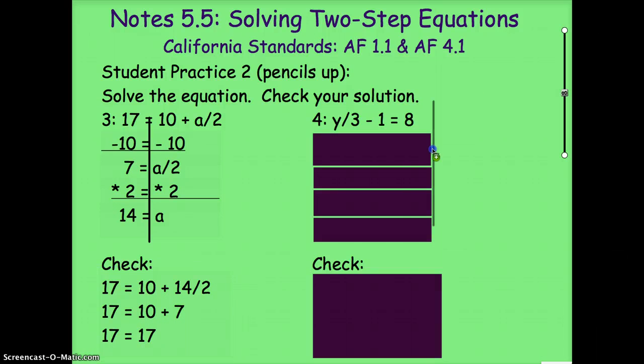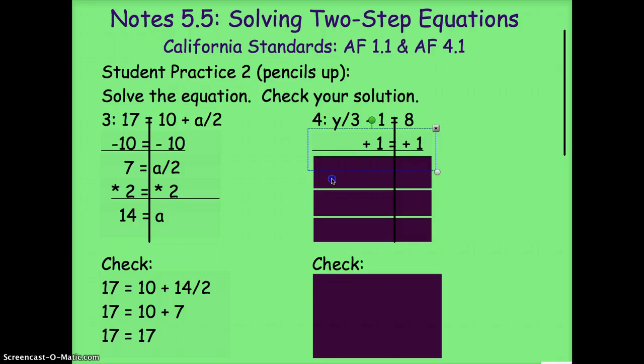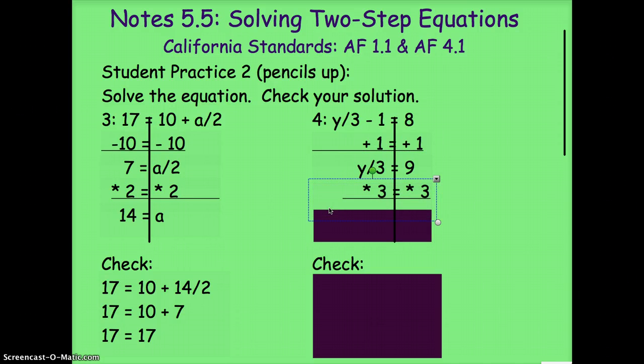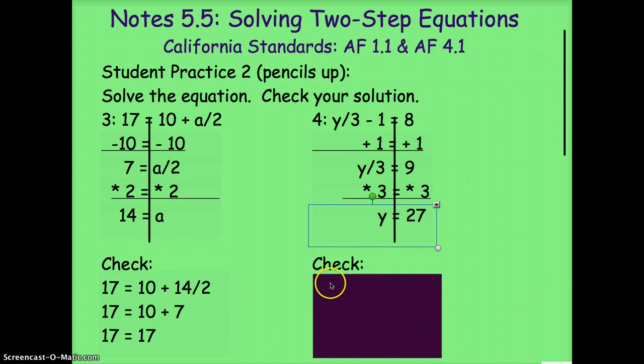Problem number 4, y over 3 minus 1 equals 8. So I'm going to start by adding 1 to both sides. And then I'm going to have y over 3 equals 9. Multiply each side by 3. And my final answer is y equals 27.